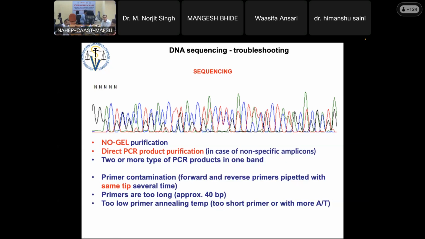You purchase forward and reverse primer, right? And you give it to your student, and the student makes the master mix, right? And they are new, they are young, and they forget to change the tip always. What they can do is they can take 1 microliter of the forward primer with the same tip, 1 microliter of the reverse primer, and then it starts to get a mix of both primers.